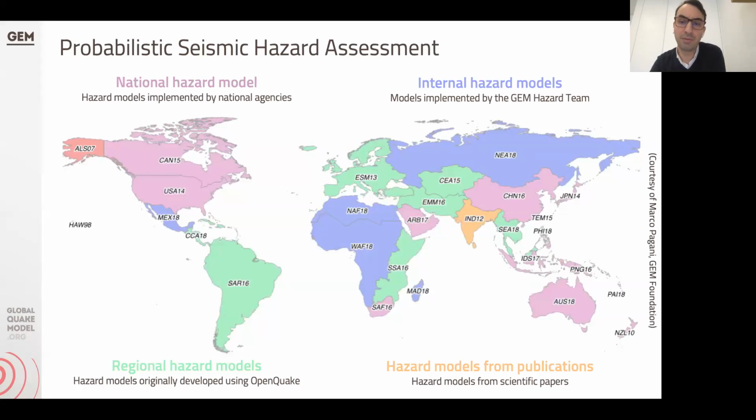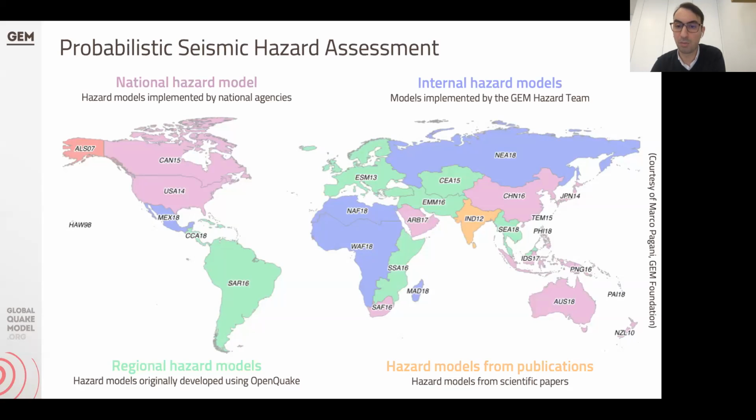And what was done for this global seismic hazard model was a mosaic, basically dividing the world into different regions, understanding the availability of different seismic hazard models. And this mosaic of 30 models was compiled and combined to come up with a global seismic hazard model. You can see here that some of the models were developed by national organizations, the ones with a remit to calculate seismic hazard for the country.